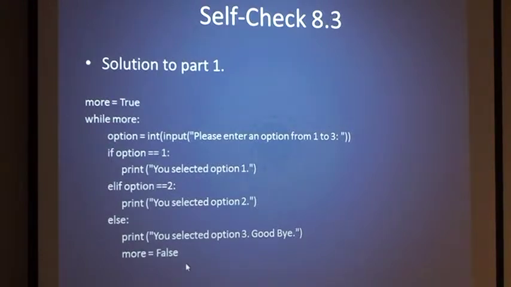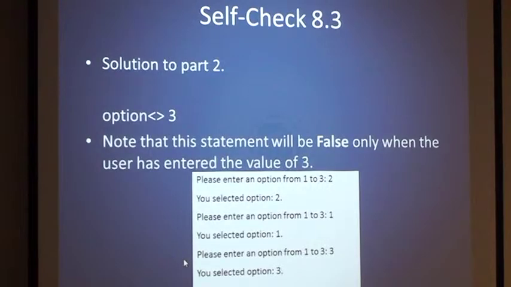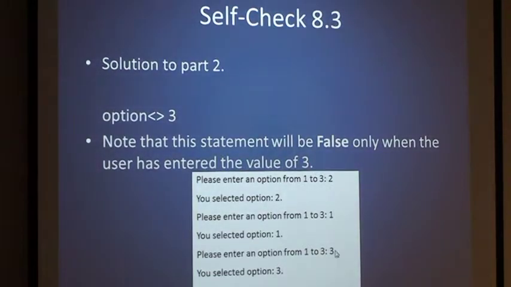So this type of structure is used very often, like I said, for verifying if the input is correct. And that's the interaction. It prints out enter 1 to 3. If you enter 2, it keeps going. If you enter 1, it keeps going. Finally, if you enter 3, it prints goodbye and the loop stops.